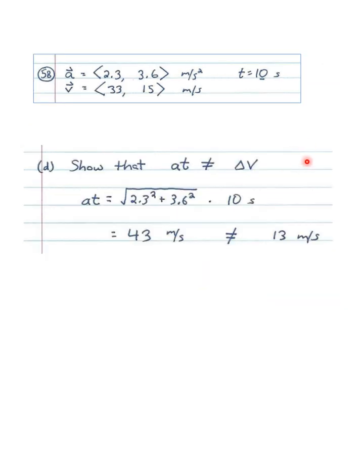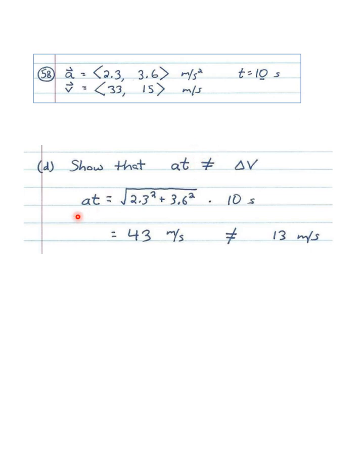And finally, question D of problem number 58. Show that the speed change is not given by the magnitude of the acceleration multiplied by the time. All right, so written more mathematically, show that delta V is not equal to A times T.